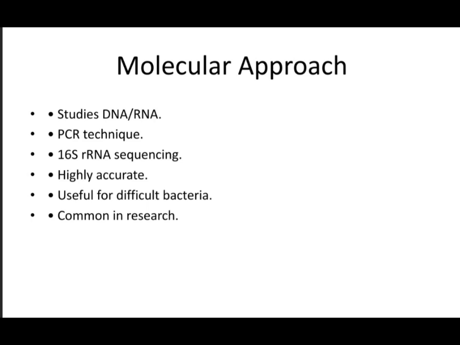Another important technique is 16S rRNA sequencing. This gene is present in almost every bacterium and changes very slowly during evolution. Because of this, it is considered one of the best methods for identifying bacteria.